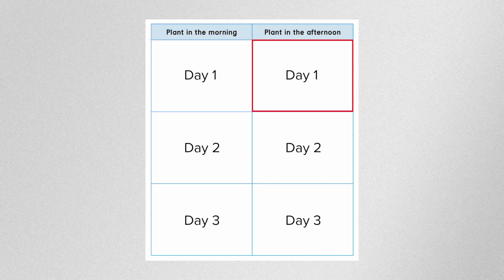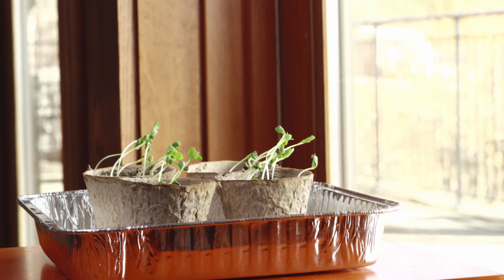Now let's check out what the plant looked like in the afternoon on day 1. Click on the cell to make your observations. Draw what the plant looks like. What do you notice? Have there been any changes? When you've finished drawing, select Next.